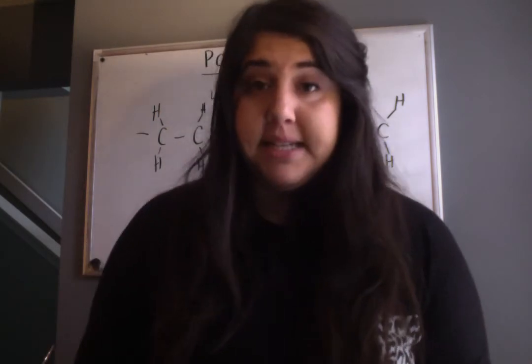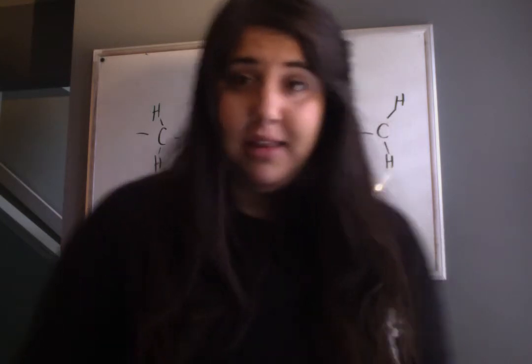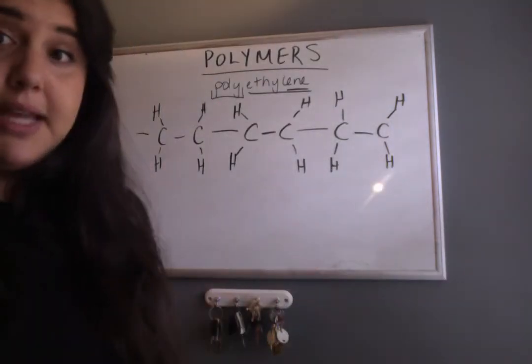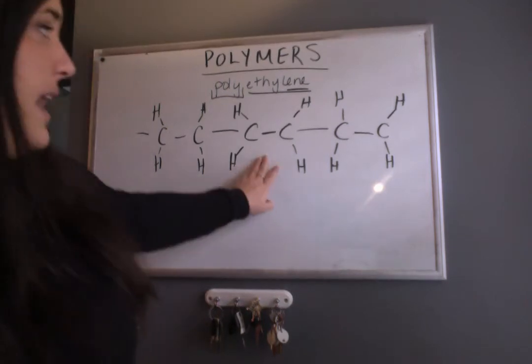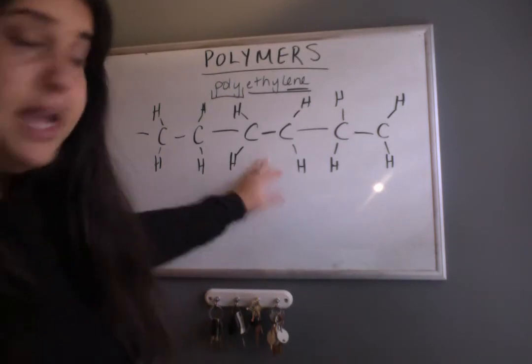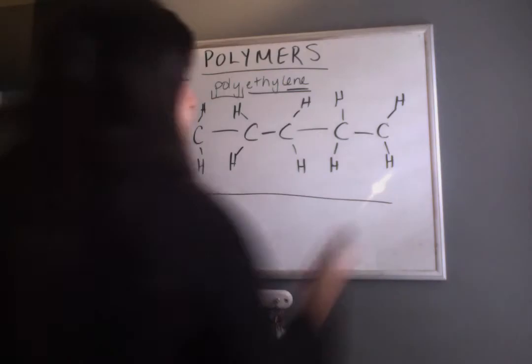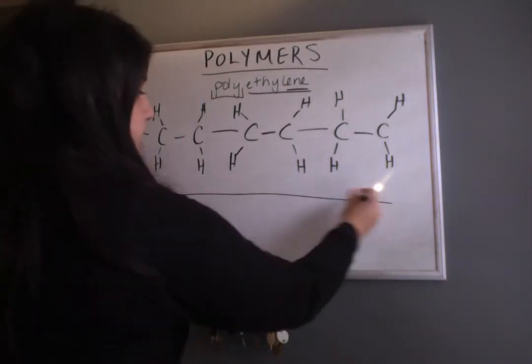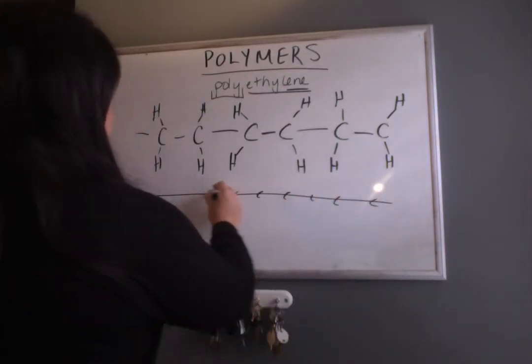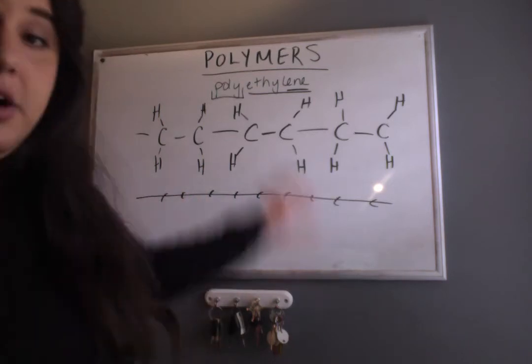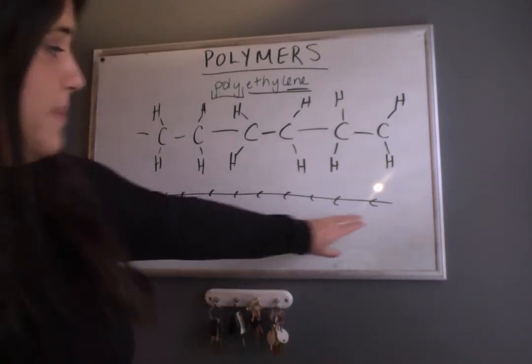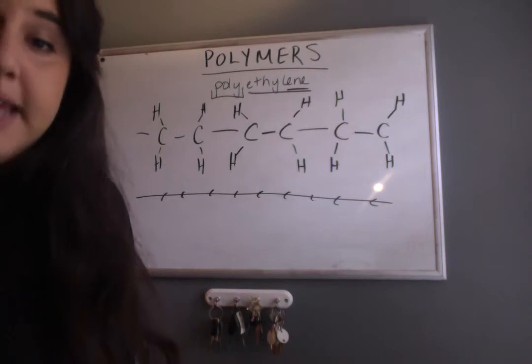P-E-T-E, or P-E-T, stands for polyethylene terephthalate. Number 2 is HDPE, high density polyethylene, and LDPE is low density polyethylene. Again, we are just talking about polyethylene. So another way that I can represent this polyethylene is by drawing a big line. I can think of this as a bunch of carbons in a line, and all around it are my hydrogens.